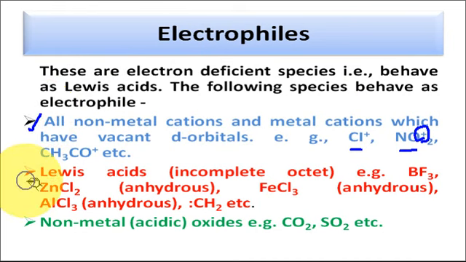Secondly, these are neutral species, not positively charged, but electron deficient due to their incomplete octet. For example, BF3, ZnCl2, FeCl3, AlCl3 and carbene. So these are all compounds which are electron deficient species. Any kind of positive ion or cation always behaves as an electron deficient species. Similarly, compounds having an incomplete octet also behave as electron deficient species. That means these are the electrophilic reagents.